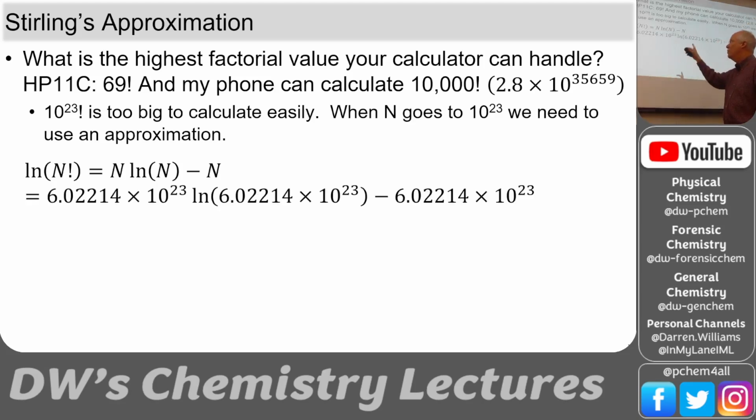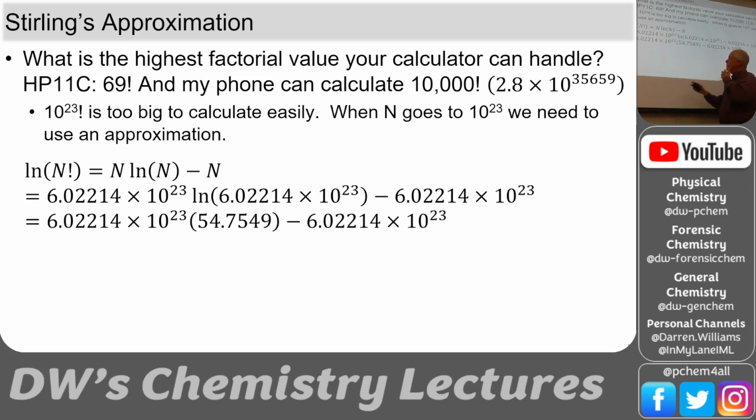Okay, so let's do it for a mole. We've got Avogadro's number here. We've got the natural log of Avogadro's number, and then we've got minus Avogadro's number. So that's this piece right here. All right, and so then we end up with this natural log is 54.7. Okay, and then we end up with this number, 3.2 times 10 to the 25th. Okay, so that would be the natural log of N factorial.